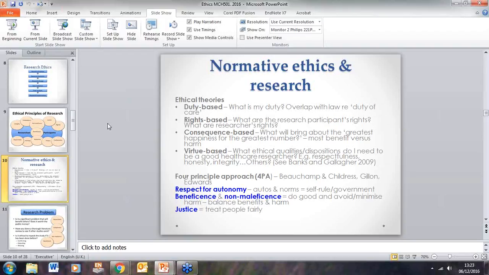And we talk about ethical theories being duty-based, rights-based, consequence-based and virtue-based. And there's been lots of writing about each of those. And one of the other approaches there, it talks about justice. So we've got to treat everybody fairly. And that can be quite a difficult thing to do when we're looking at collecting data from groups of people that we might be researching, to ensure that they are treated fairly.